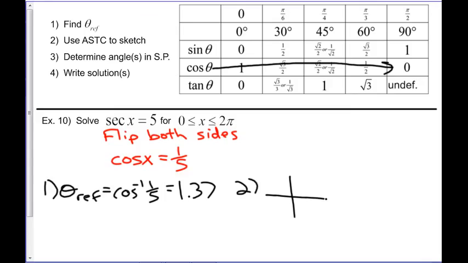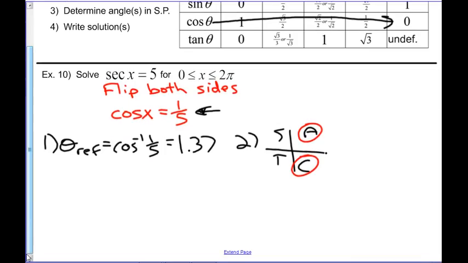Secant and cosine are going to have the same signs. So really, we can just work from this equation at this point. Cosine's positive, so we're going to be in quadrants 1 and 4. That's a pretty big angle, 1.37. But again, if you don't draw it as a big angle, your numbers will still work out.